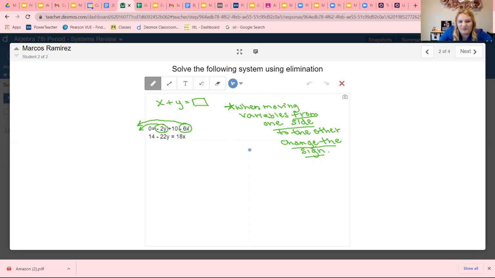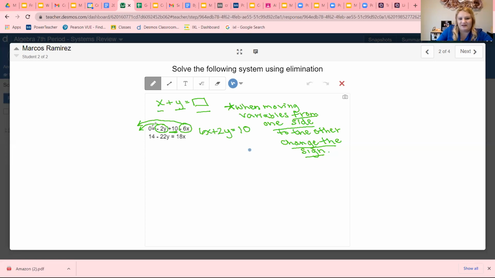So if I'm rearranging these, and the only reason I'm rearranging them is just to put them in a column. So if I move negative 6x to the other side, it's going to become positive 6. If I move this negative 2y to the other side, it's going to become positive. And this plus 10 is going to stay on the right side because we don't have to move it. Because now we have the X's, the Y's, and the number. That's how we want it to look.